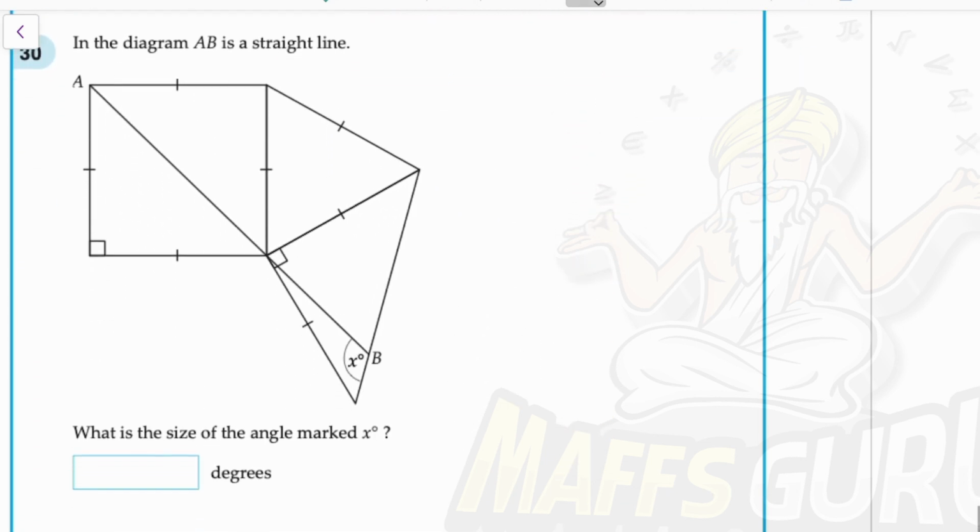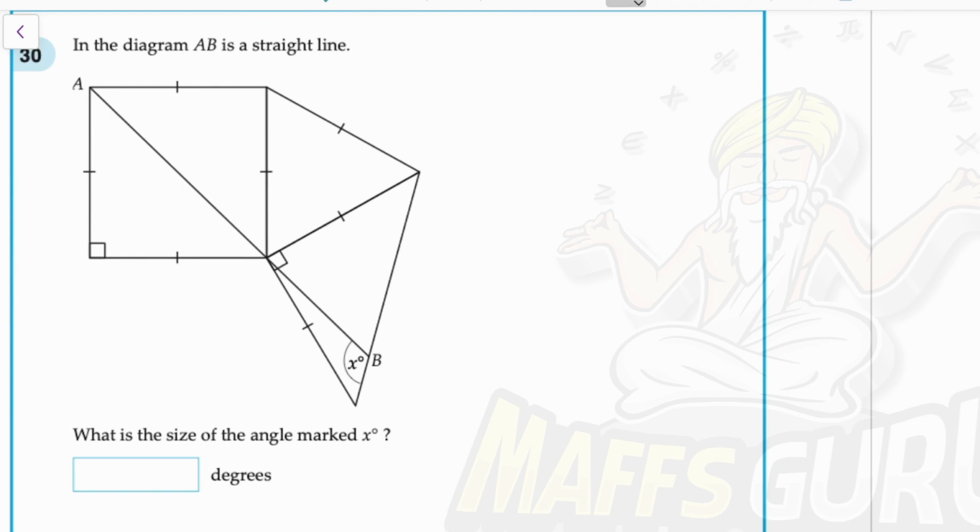In the diagram, AB is a straight line. So what they're saying is, remember, when we use 2 letters, we're talking about this straight line here. What is the size of the angle marked x? Ooh, love these questions. All right, so what do we know? We know that angles in a triangle add up to 180 degrees. First things first, I see here is an isosceles triangle. So I know that this angle here and this angle here are going to be the same size. Now, because this is 90 degrees here, I know that this angle here is going to be 45 degrees, and this angle here is also going to be 45 degrees.